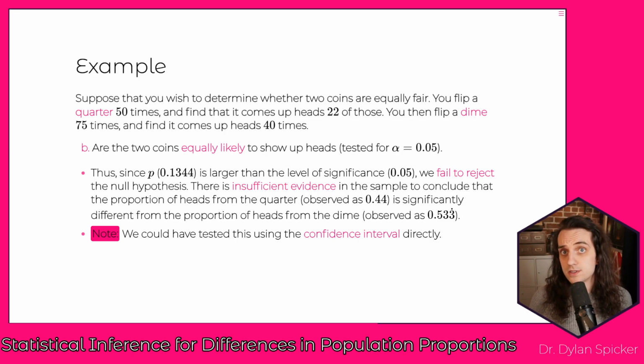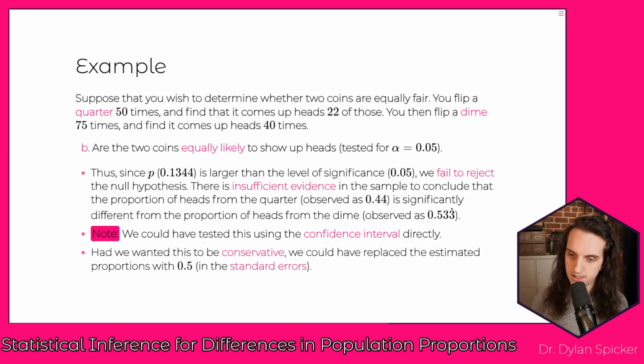Now, we could have used the confidence interval that we calculated directly to test this hypothesis, right? We could have actually said, well, is 0 in the confidence interval for the differences? And if you go back to look at the confidence interval we computed, you would find that 0 is in that. And so then we know at the same level of significance, we are going to fail to reject the null hypothesis.